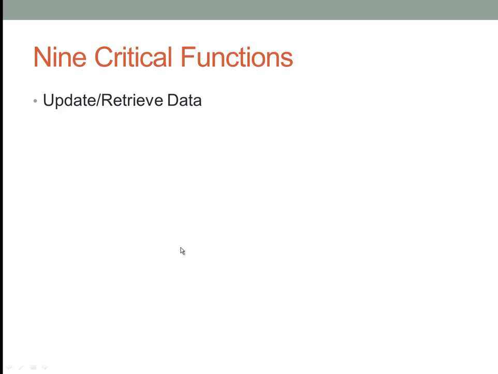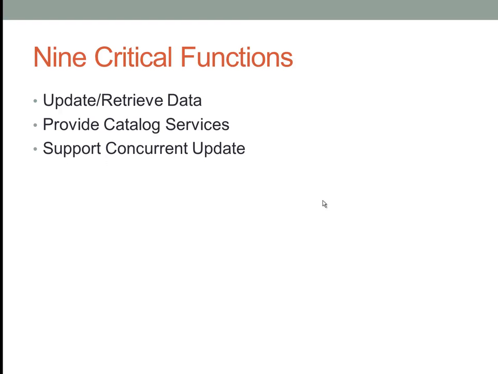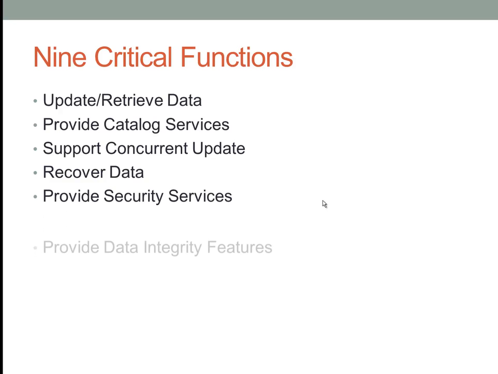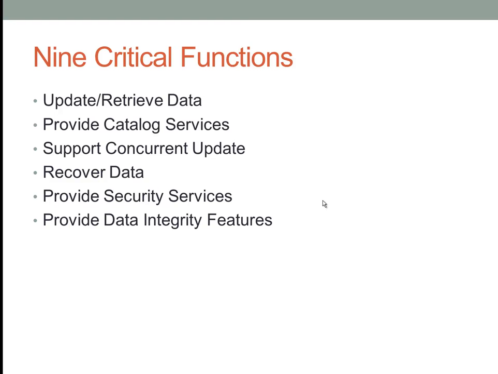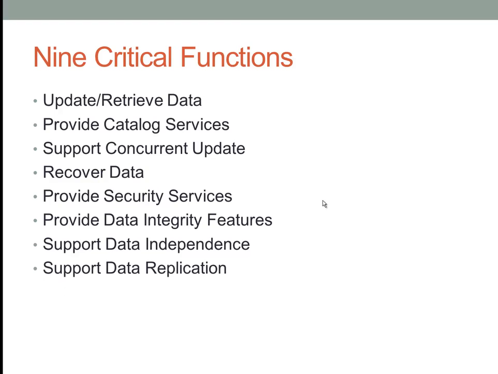The chapter begins by identifying nine critical functions that are essential for a good database management program. One would be the ability to update and retrieve data, to provide catalog services, to support concurrent updates, to recover data, to provide security services, to provide data integrity features, to support data independence, to support data replication, and to provide utility services.